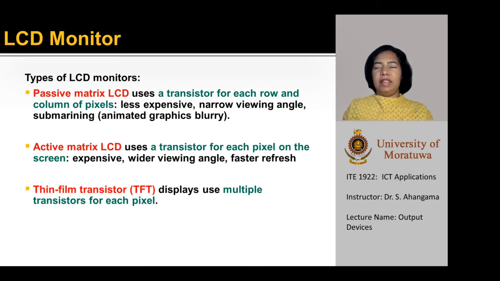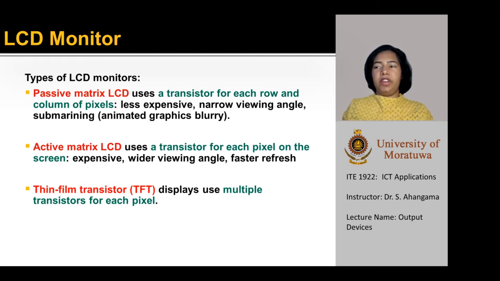Active matrix LCD uses a transistor for each pixel on the screen. It is expensive compared to passive matrix LCD. Also, it has a wider viewing angle, and the refresh rate is faster compared to passive matrix LCD. Then in thin film transistor or TFT displays, it uses multiple transistors for each pixel.